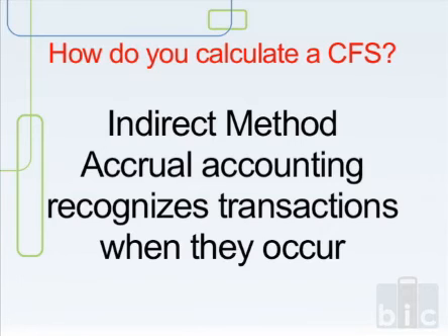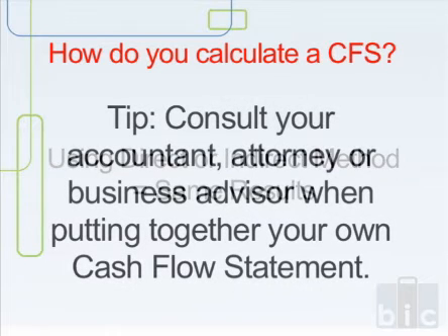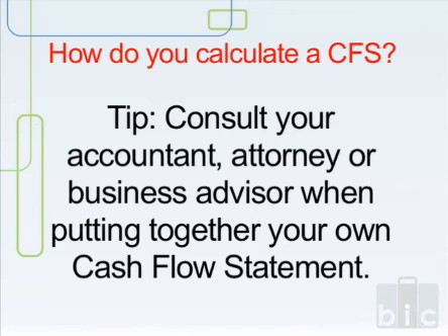Accrual accounting is preferred because it provides a more accurate picture of the company's current condition by recognizing transactions at the time they occur, so both current cash inflows and outflows are combined with future expected cash inflows and outflows. Keep in mind that both the direct and indirect methods produce the same results. Projections can often be inaccurate, so consult with your accountant, attorney, or business advisor when putting together your own cash flow statement so that all the specific information for your particular business is included.